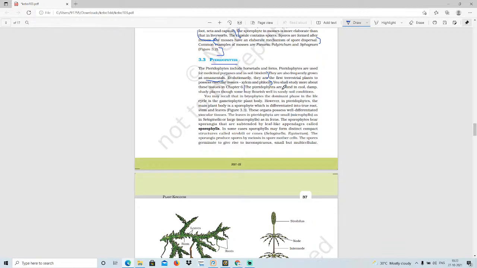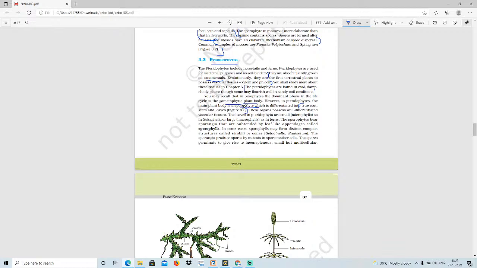Like bryophytes, pteridophytes are also found in cool, damp, shady places, though some may flourish well in sandy conditions as well. So mostly they're in damp, shady places, but some are in sandy soils. You may recall that the predominant phase in bryophytes was the gametophytic plant body. Right, that was given when we were studying bryophytes. However, in pteridophytes, the main plant body is a sporophyte. So that is the difference. In bryophytes, the main predominant phase in the cycle will always be a gametophyte, producing gametes, antheridium and archegonium. But in pteridophytes, the main plant body is a sporophyte, which is differentiated into true root, stems, and leaves.